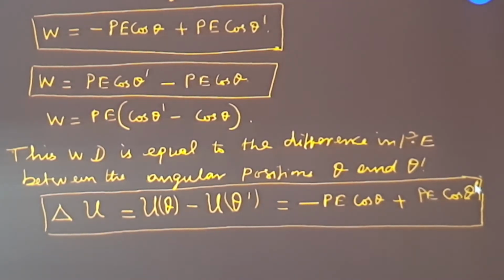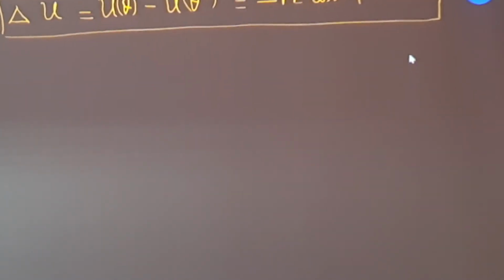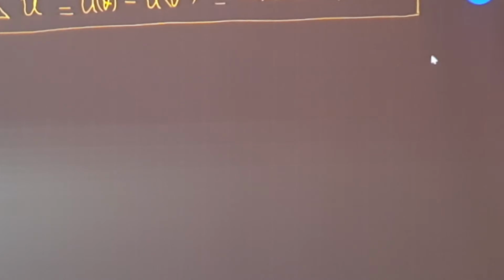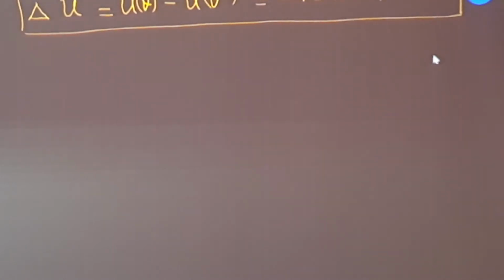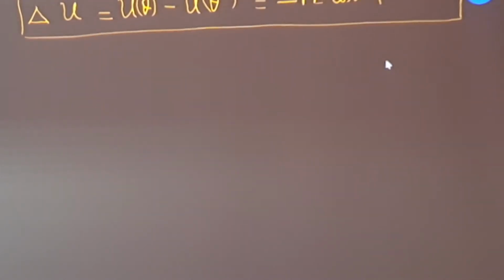Now we can apply this in two cases. By considering an initial position, we can calculate the final potential energy of the dipole, and when the potential energy is maximum and when it is minimum. So let us consider a special case. What is that special case?